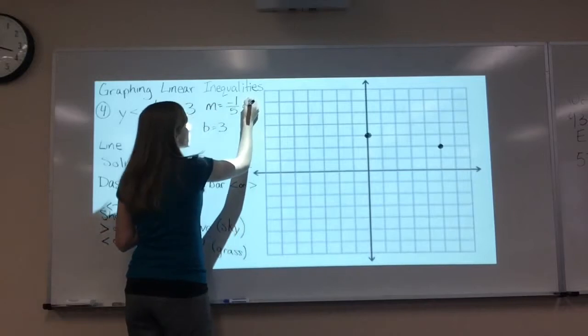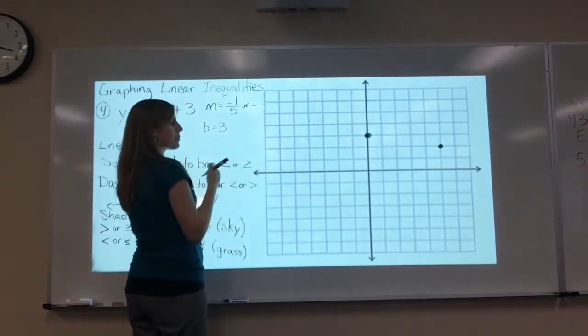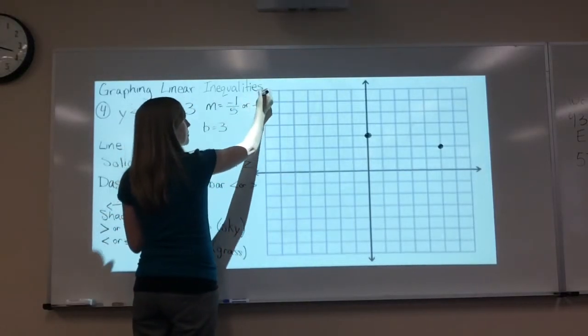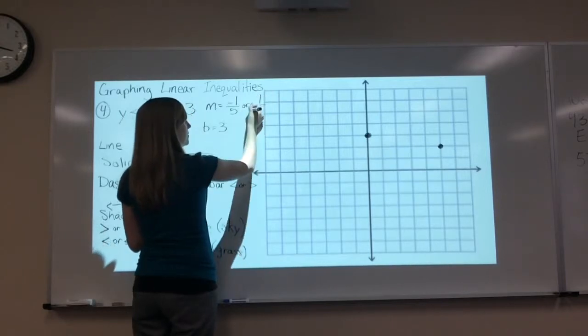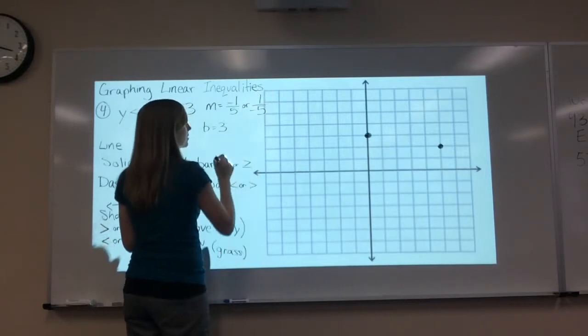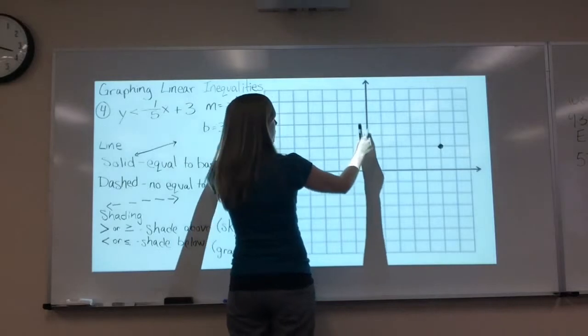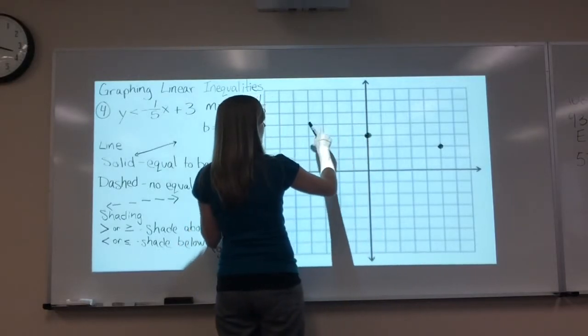Okay? Also, I can do the opposite. Instead of negative 1, make it positive 1. Instead of positive 5, make it negative 5. So that means I will go up 1, to the left 5.